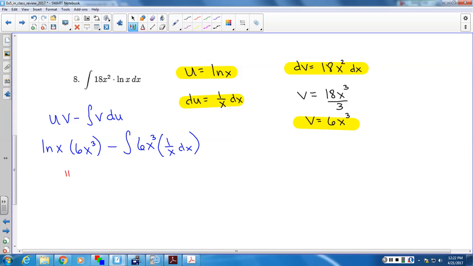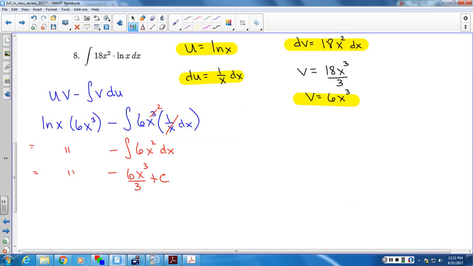This first part is finished. Here, I'm going to simplify it before I take the integral. So 1 over x times x cubed, that'll cancel into that twice, which makes this 6x squared dx. And so this is going to stay the same. I'm going to integrate now, and I get 6x to the third divided by 3 plus c. And so I end up with the natural log of x times 6x cubed minus 2x cubed plus c.